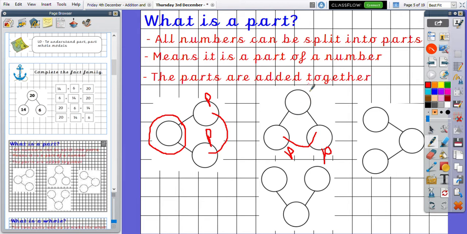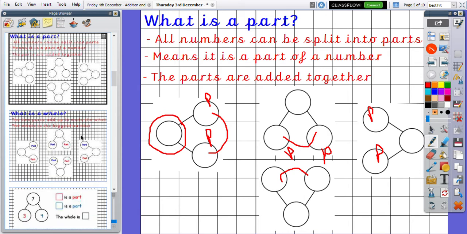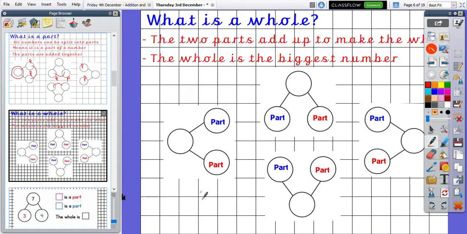Okay, so again, this is my whole number, and I've got my 2 parts at the bottom on this one. On this one, my 2 parts are at the top, and my whole number is at the bottom. And on this one, my 2 parts are at the side, my part there, and my part there, and my whole number is at the side. So it doesn't matter where those parts are, you know that 2 of them are the parts, and they link to the top one, which is my whole. Okay, let's have a look at what a whole is then.